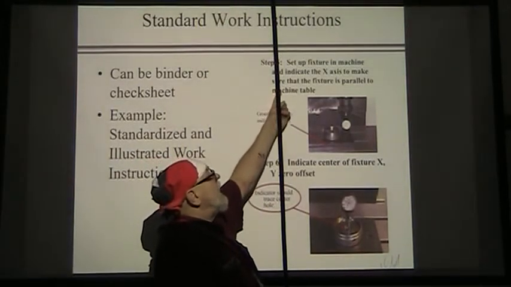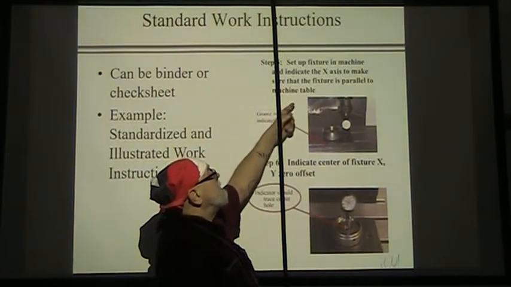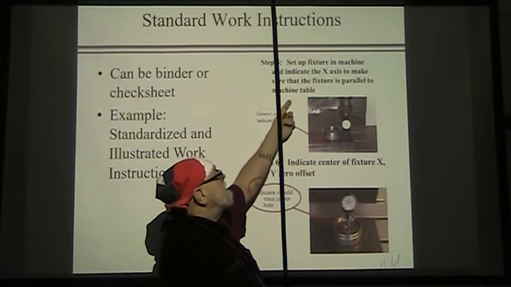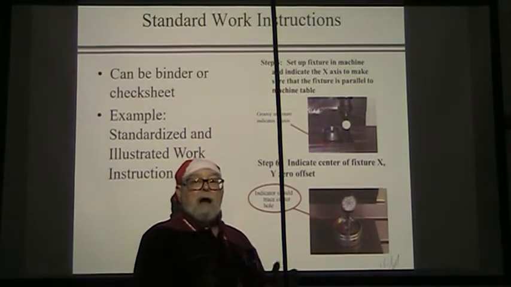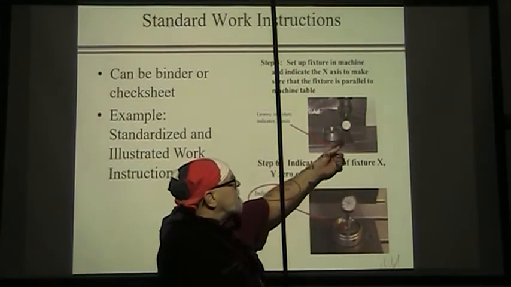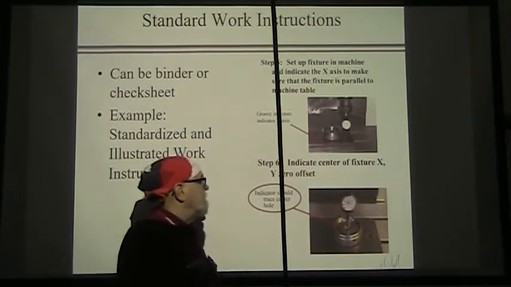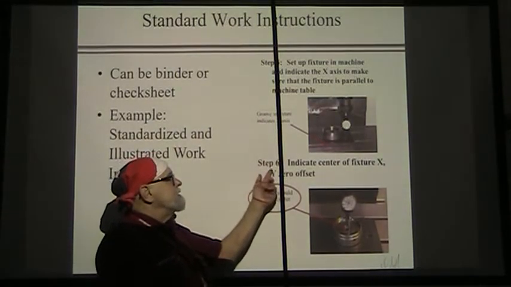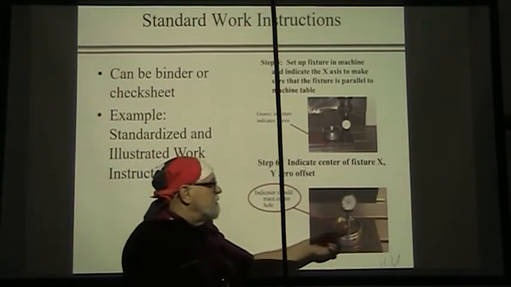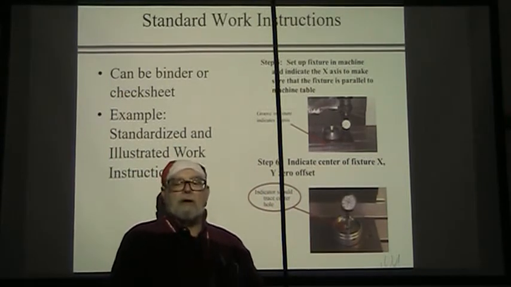So step 5 here is put the fixture in the machine, and make sure that the x-axis is indicated so that the fixture is parallel to the machine table. Okay, see, and here's our little device that checks whether or not it's parallel. Then step 6 is we have to use the indicator to trace the center hole so that the machine knows exactly where the part is.